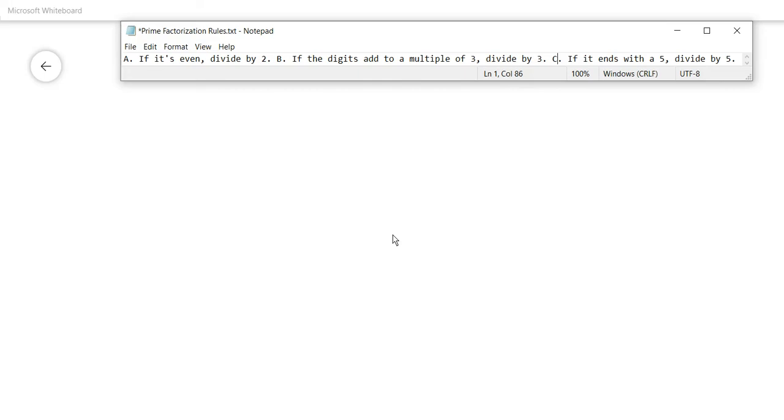Anyway, I'm not going to write the number yet because that'll make my rules disappear real quick. Okay, that number 625 does end with a 5, so we know we can divide it by 5. Okay, now here's the tricky rule. If the digits add to a multiple of 3, divide by 3. Okay, now I'm going to go ahead and make these rules go away. They're just going to go behind. Okay, well, let's take that number 625.